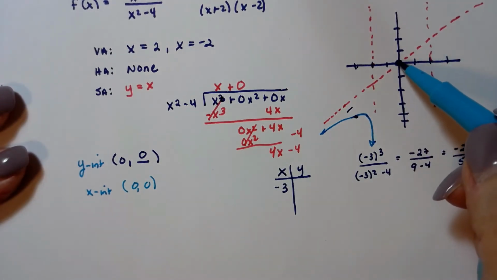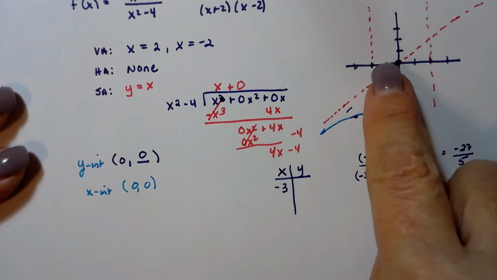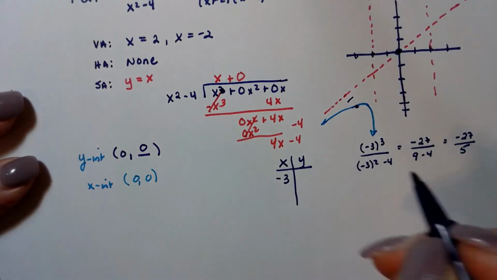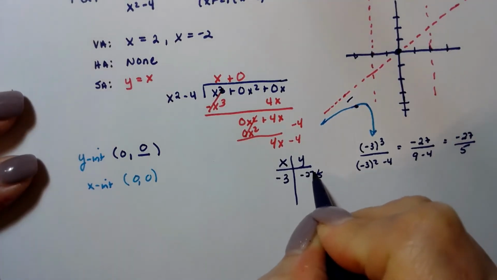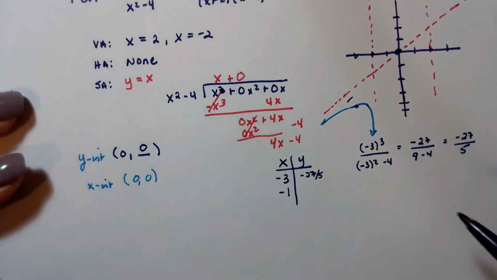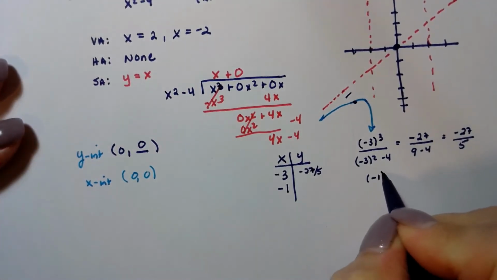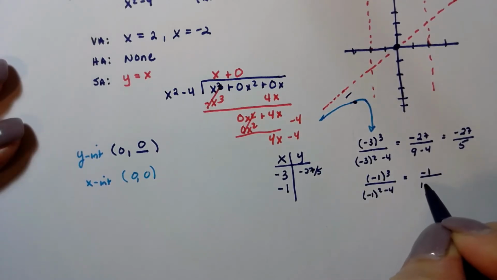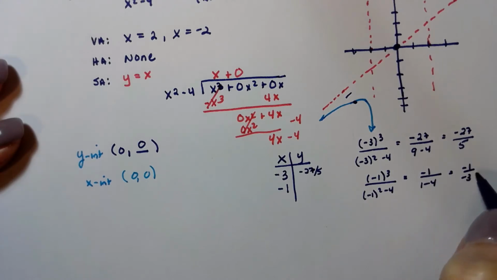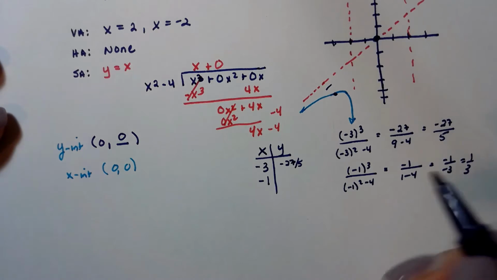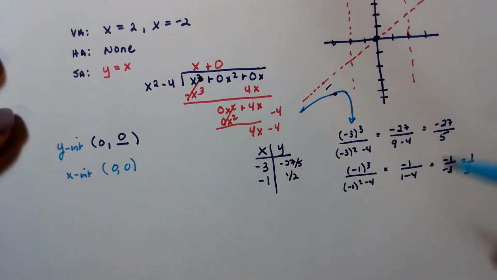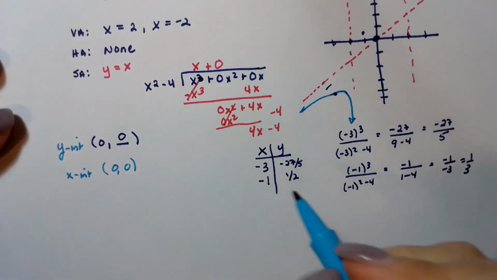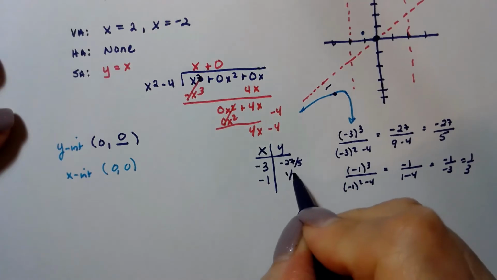Now I should choose a point to the left of this x-intercept, so in between this vertical asymptote and that intercept. So I can let x be negative 1. If I plug a negative 1 in, I get negative 1 cubed over negative 1 squared minus 4, which is negative 1 over 1 minus 4, or negative 1 over negative 3, or positive 1/3. Okay, so at negative 1, I go up about positive 1/3, and I've got a point there. I wrote a half, that's supposed to be a 3.